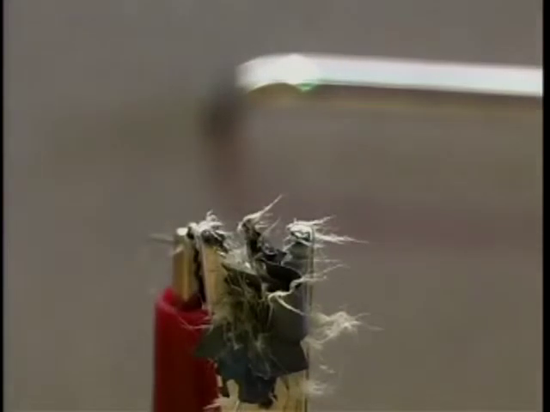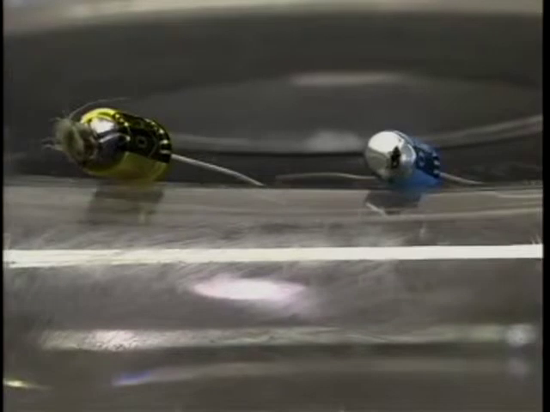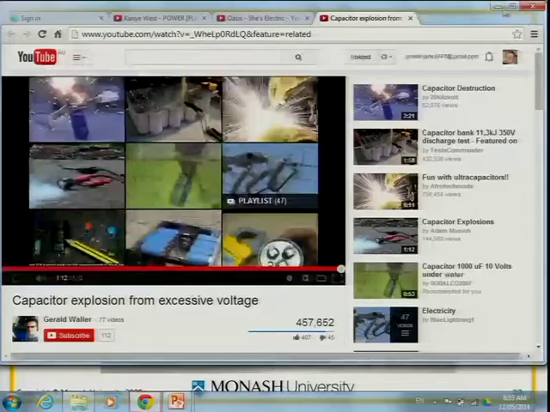You can see what happens. All of these components have ratings. They have ratings, and if you exceed them, you can certainly blow them up. Resistors, capacitors, inductors, they all have limitations.